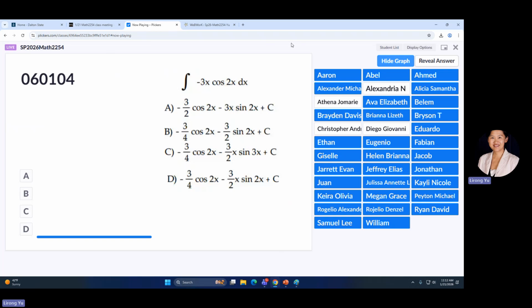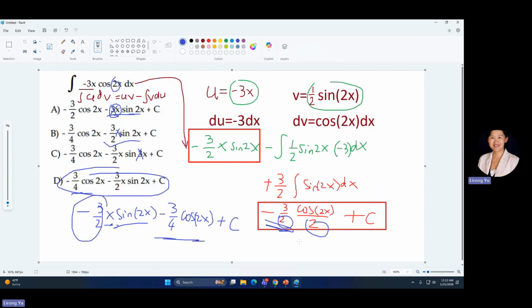Okay, so the final answer should be D. It's an integration by parts question. My writing is not perfect, but I hope I explained the process of the calculation. The determination of u and v helps us follow the formula of integration by parts. So the process starts from here, and this is the calculation.